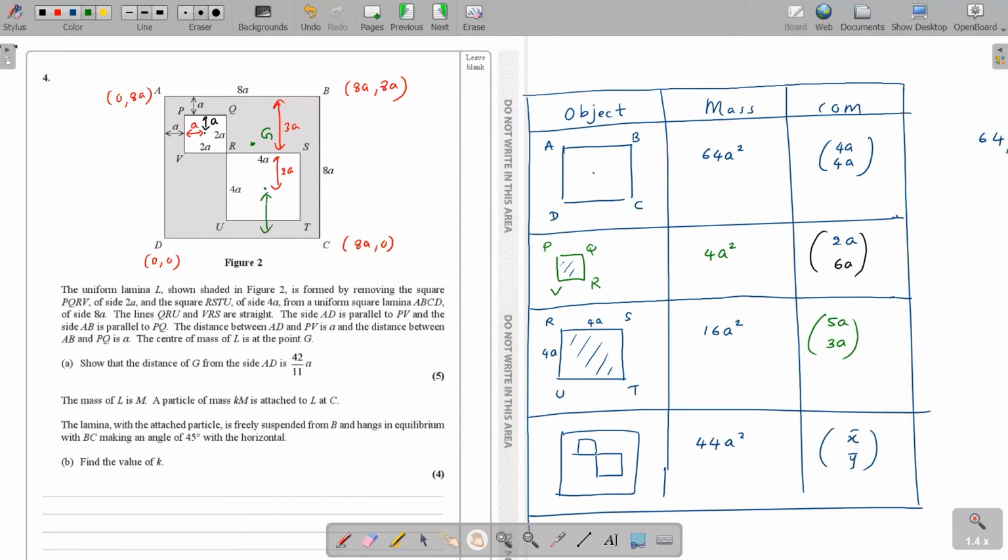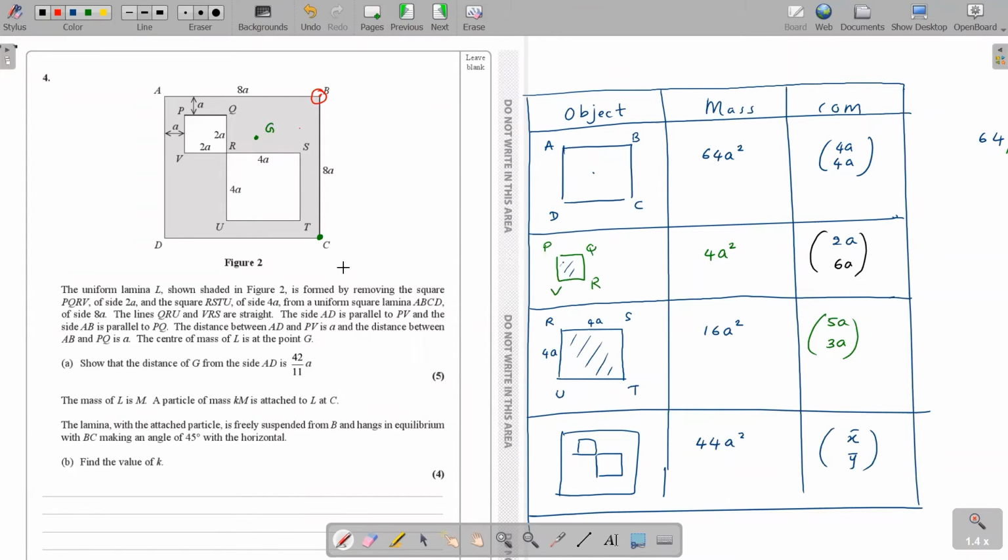Okay, so then we'll move to the next part. They say the mass of L is M. So they have given you the mass. Let me erase all these things now. The mass acts at the center of mass, right? So the mass at the point G, the mass of L is M. We are supposed to use capital M as a mass, and a particle of mass Km is attached to L at C. At this point we are attaching another particle of mass Km. The lamina with the attached particle is freely suspended from B, and hangs in equilibrium with BC making an angle 45 degrees with the horizontal. Find the value of K.